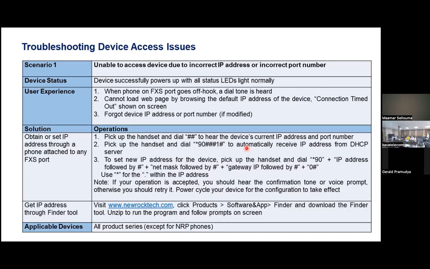And we have another way, which is to get the IP address through the Finder tool. We have this Finder tool that is readily available on our website. You just log into our website and click the product software app, then you can find and download it. With this Finder tool that NewRock offers to our customers, you can see the current MAC address and the IP address of your devices on your network.